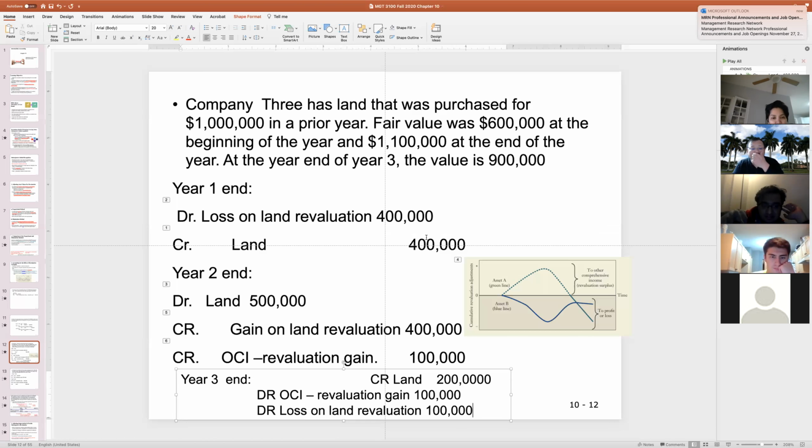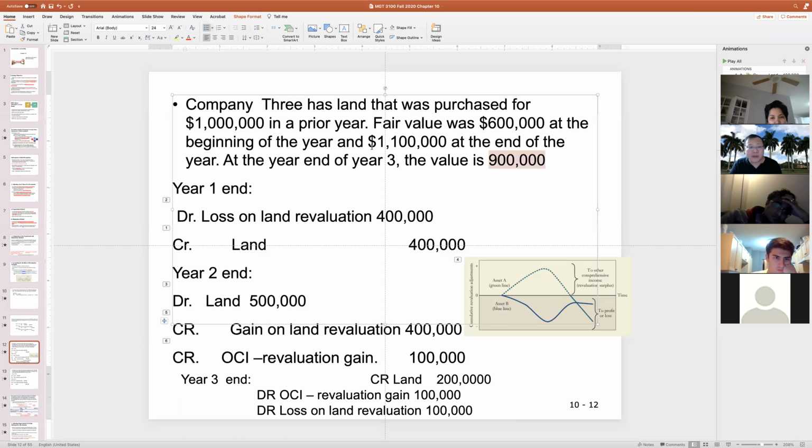Yes, it does. If you compare cumulative loss or gain, now it's 900 and opening is 1 million. So cumulatively there is a loss, so you debit the loss on land revaluation. If it's a loss, you should not have gain, so whatever the previous OCI gain was has to be reversed. Did that answer your question?